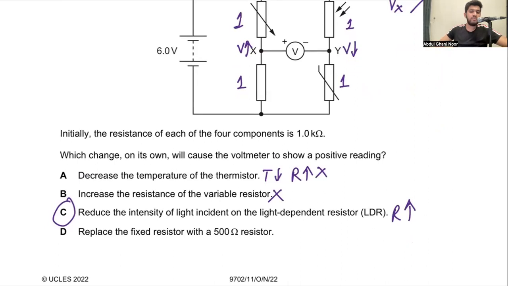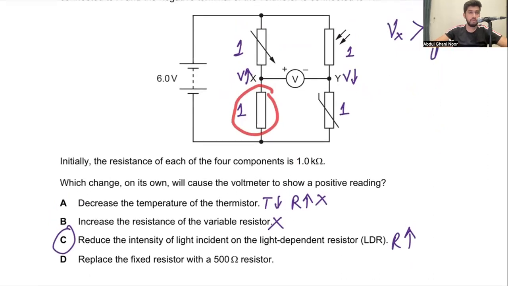D says replace the fixed resistor with a 500 ohm resistor. So what they're saying is ये 1 किलो ओम है ना, इसको आप हाफ कर दो. इसको आप हाफ करोगे तो भी यहाँ पर ड्रॉप ज्यादा आ जाएगा, डिफीट्स द पर्पस.